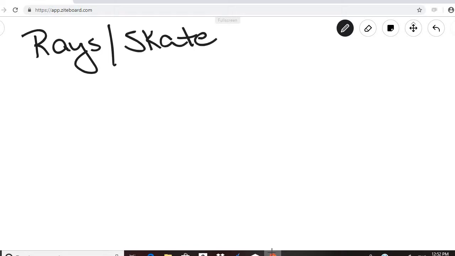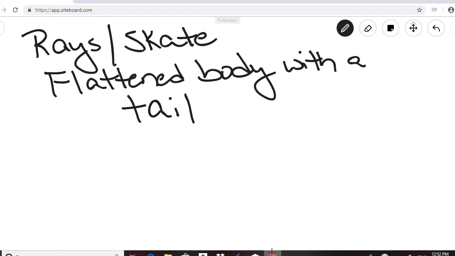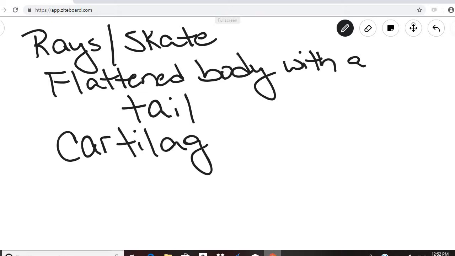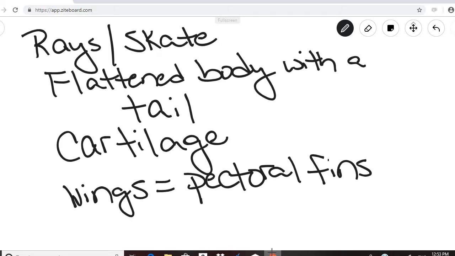Okay, let me say a few things about rays and skates. If you've seen a ray or a skate, you know that they have a flattened body with a tail. They're made of cartilage. We're still talking about fish that are made of cartilage. The skeleton is cartilage, and when you look at a ray and you see those wing-like structures, those are actually pectoral fins. We saw the pectoral fins on the shark. Well, in a ray and a skate, the wing-type things are their pectoral fins.